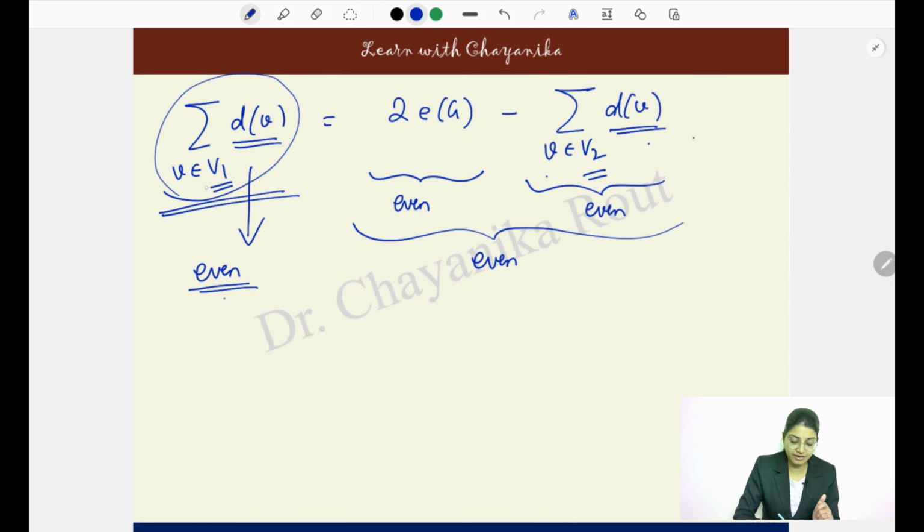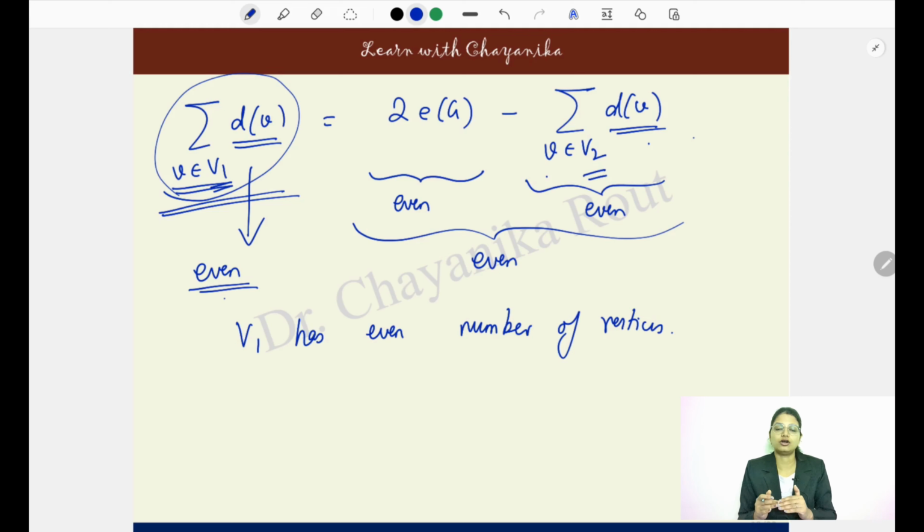So if you have an even number of terms in this summation, that means the number of vertices small v in the set capital V1 is even. So capital V1 has an even number of vertices. Now, capital V1 is the set of all the odd vertices. That means the number of odd vertices in the graph is even. That is the proof of this corollary, that in any graph, the number of odd vertices that we have is always an even count.